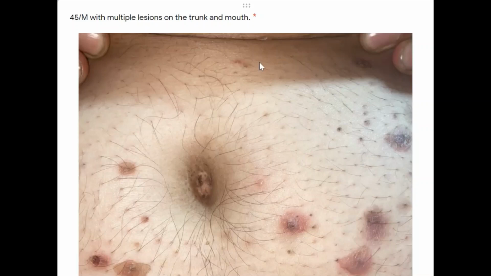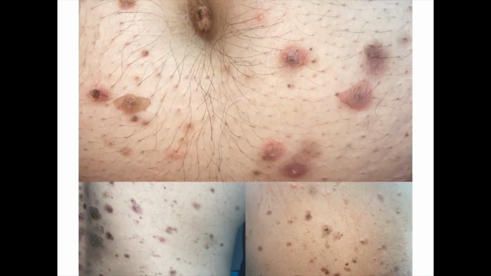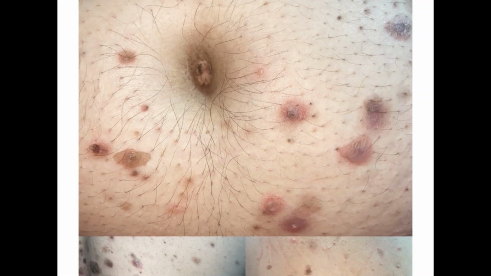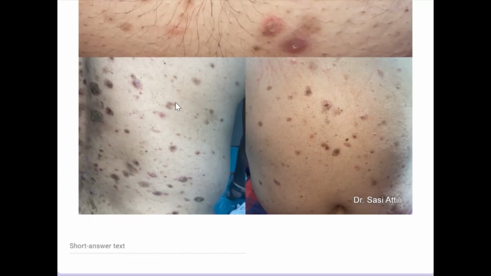So here is the answer to today's quiz. This is a 45-year-old male with multiple lesions on the trunk and mouth. I didn't put up pictures of the mouth, but you can see here there are a number of blisters. They look a bit superficial, but they are not. Some of them are tense. You can make out the tense blister here, distributed characteristically over the seborrheic areas.